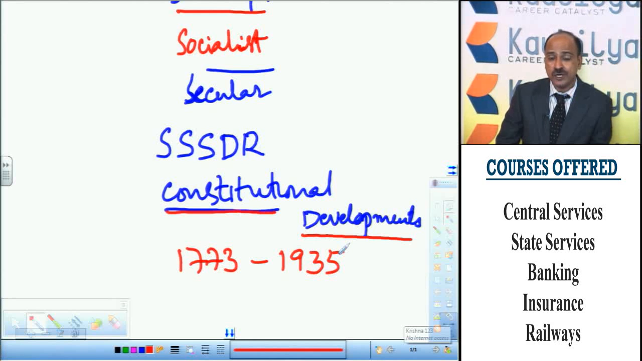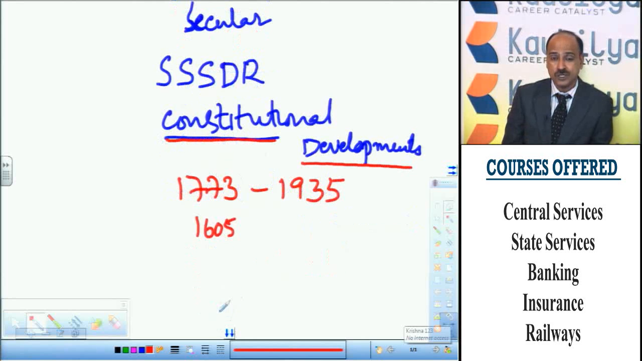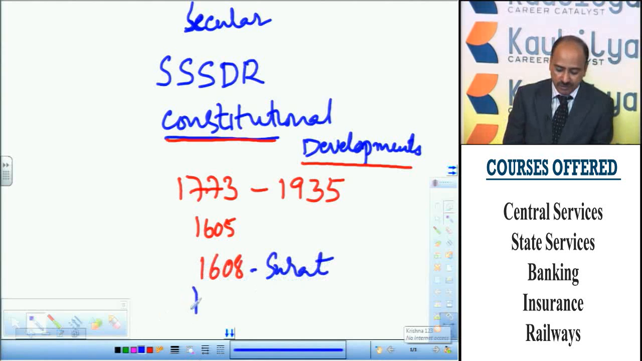Actually, Britishers came to India for the purpose of doing business. They got a license from Jahangir in 1605. After that, they started their first establishment in Surat in 1608, in Machilipatnam in 1611, and in Channapatnam in 1639. Up to 1757 they had done only business, but in 1757 they started occupying our places through the Battle of Plassey. Robert Clive defeated Siraj-ud-Dowlah in the Battle of Plassey and occupied some part of Bengal.